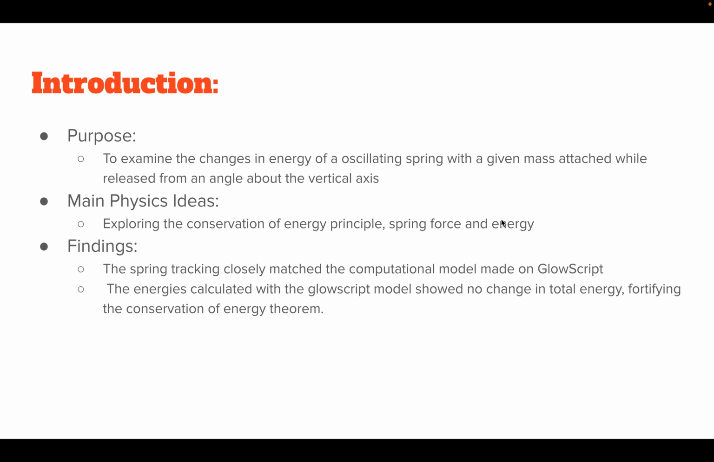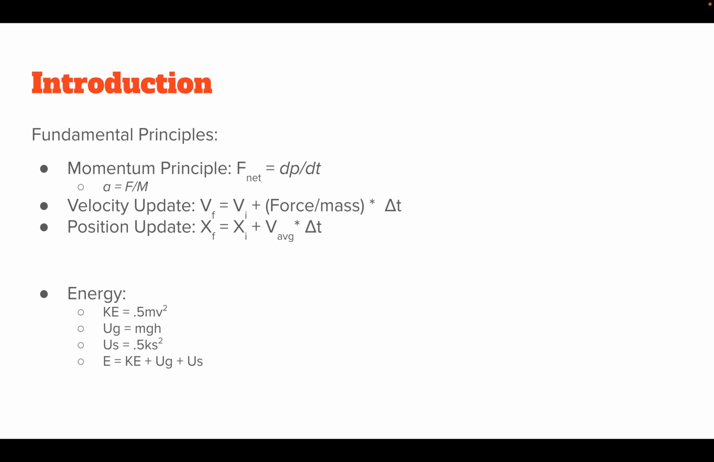The purpose of this lab was to observe energy transitions in an oscillating spring with a mass released from a vertical angle. We explored key physics principles like conservation of energy, spring force, and energy variations during oscillation. The findings showed that our model built using GlowScript closely matched the experimental results with no net change in total energy, supporting the conservation principle.